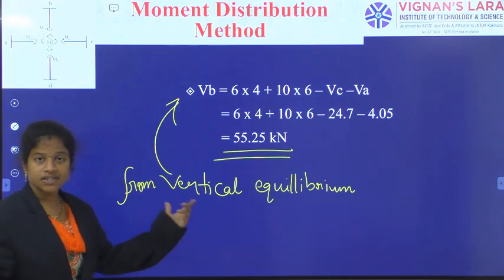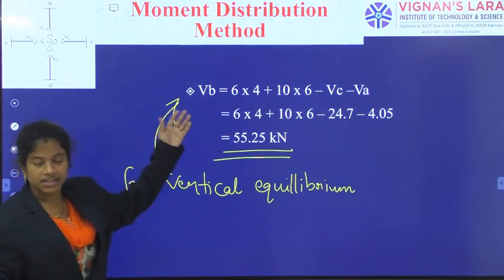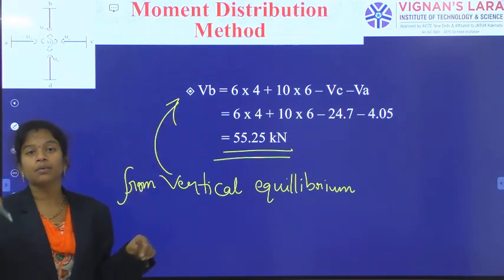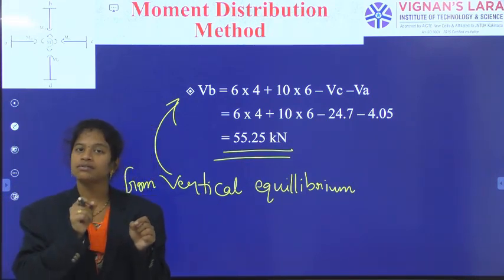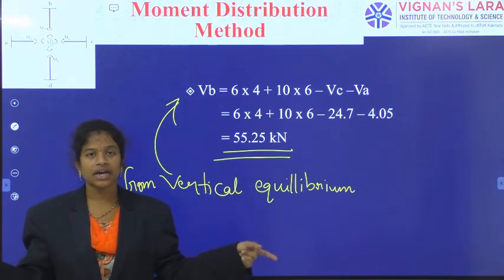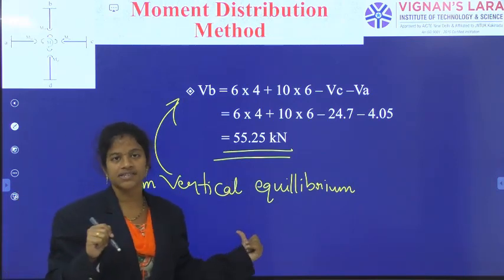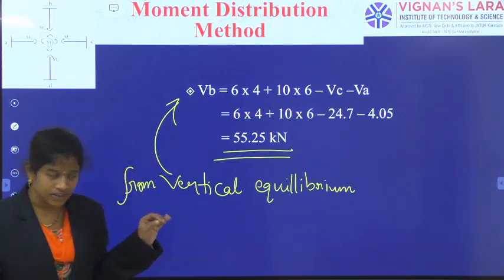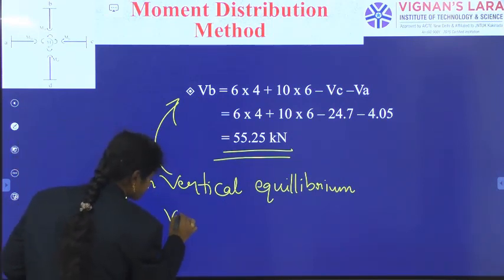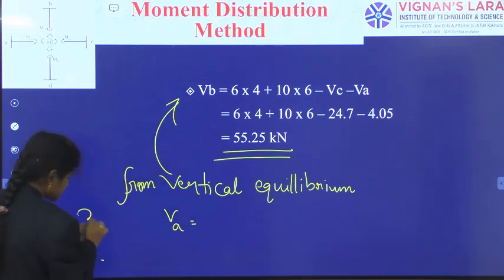VA plus VB plus VC is equal to the total download. From that condition I have taken this. For the remaining two, I use the bending moment concept: bending moment at the support is equal to support moment. Using the two answers, we have generated VA and VC, and VB we have just got. So after calculating the support reactions this way, we have completed the support reactions.